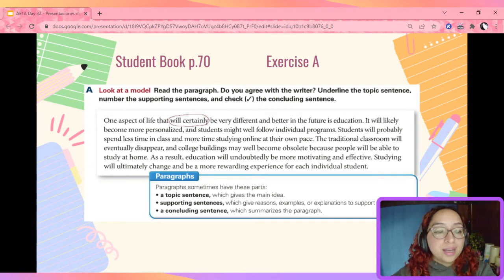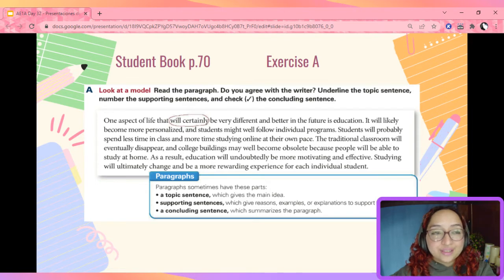Finally, they have a concluding sentence that summarizes the paragraph. Basically, it just gives a conclusion to the paragraph here. Now, I want you to please pause this video and underline the topic sentence, number the supporting sentences, and check the concluding one.